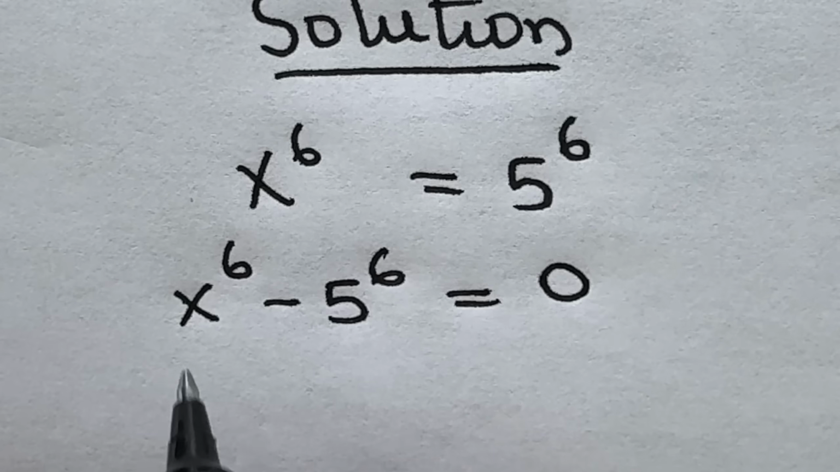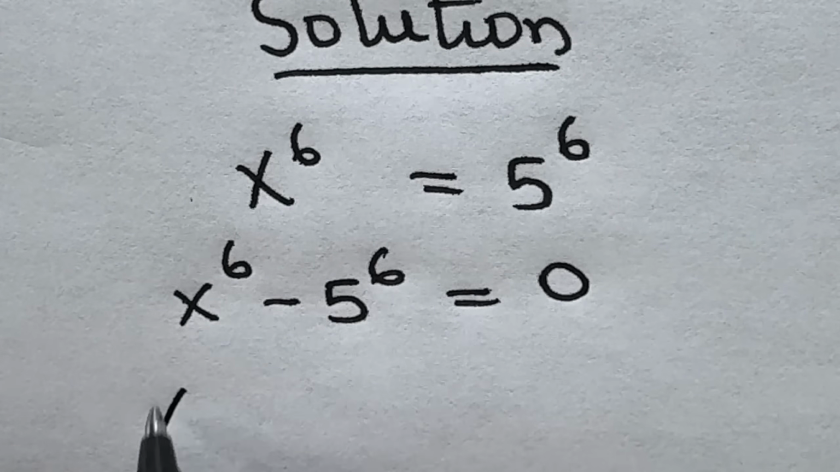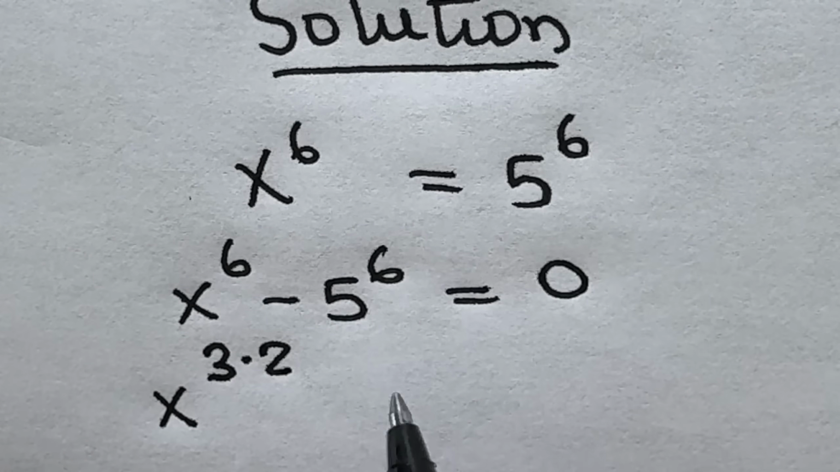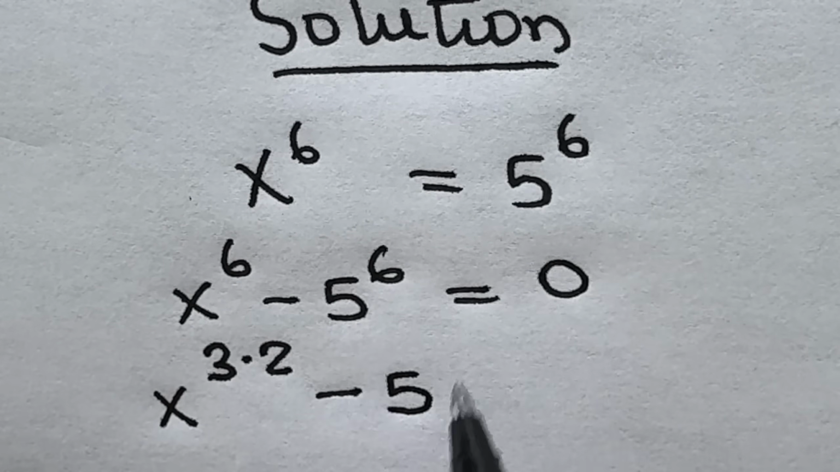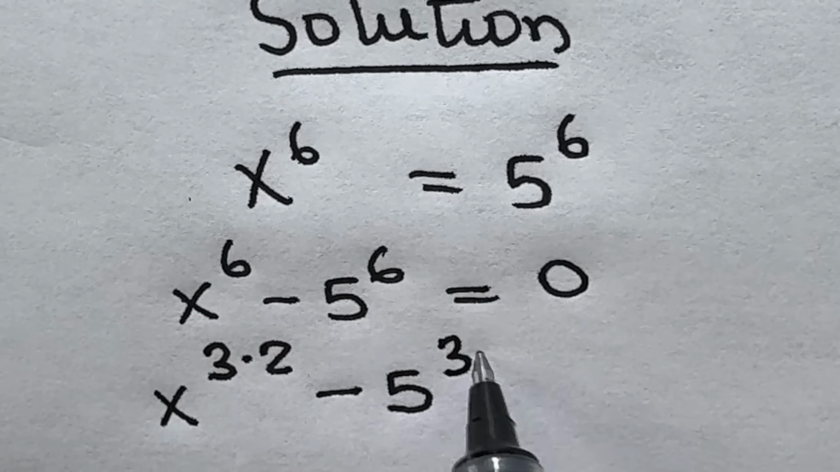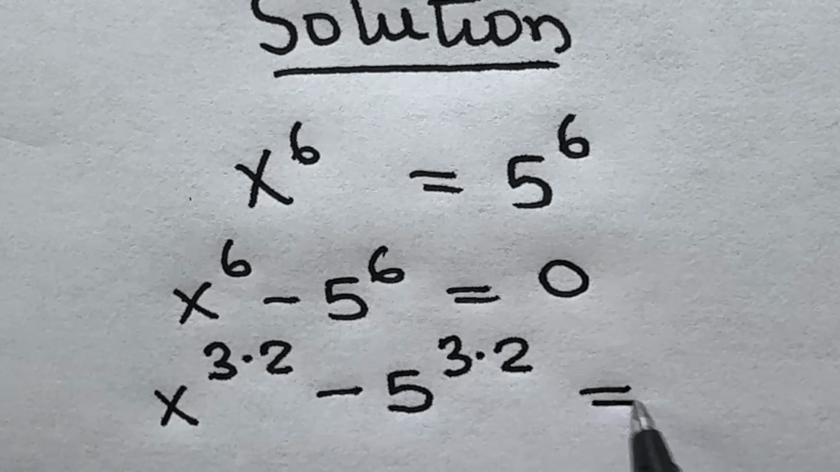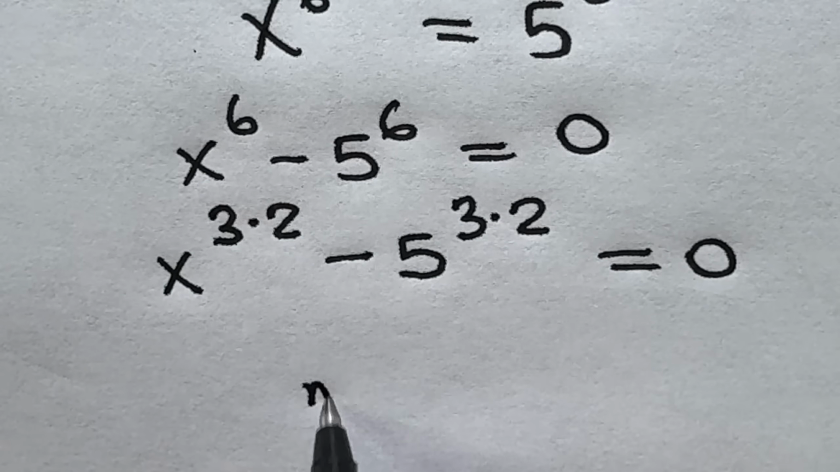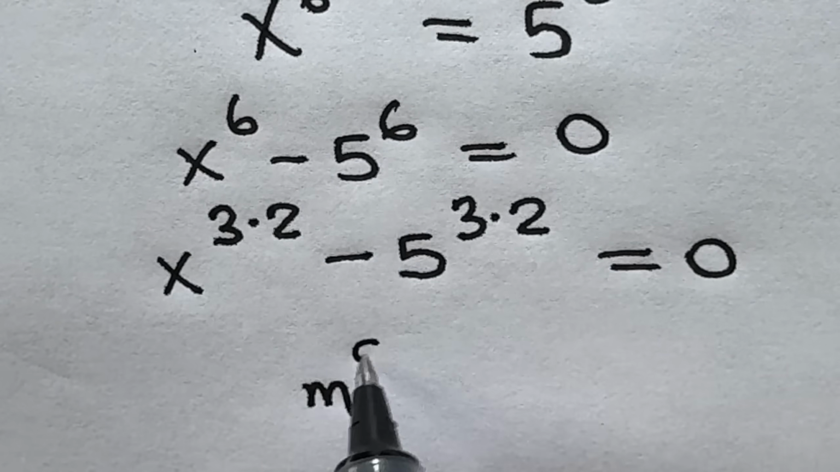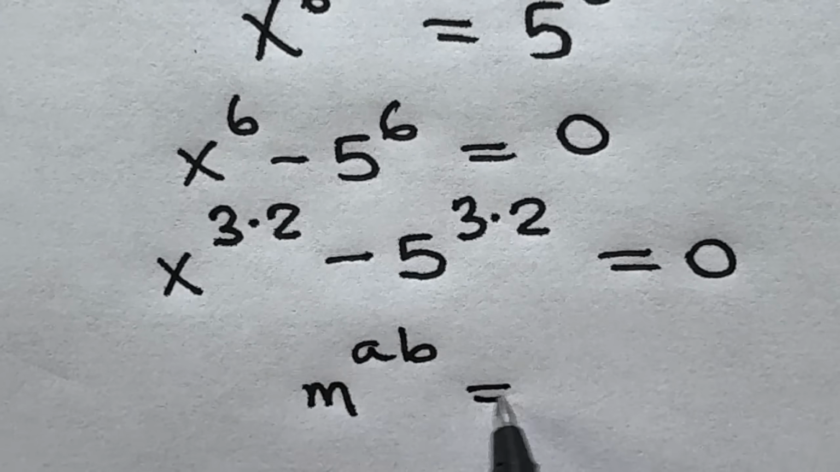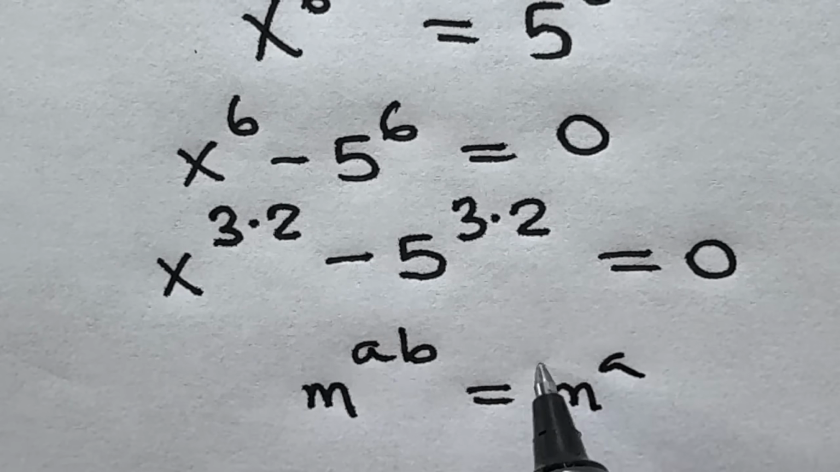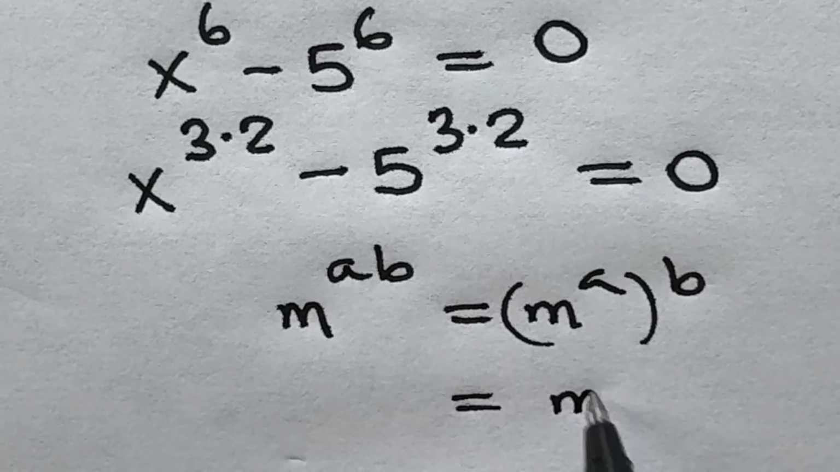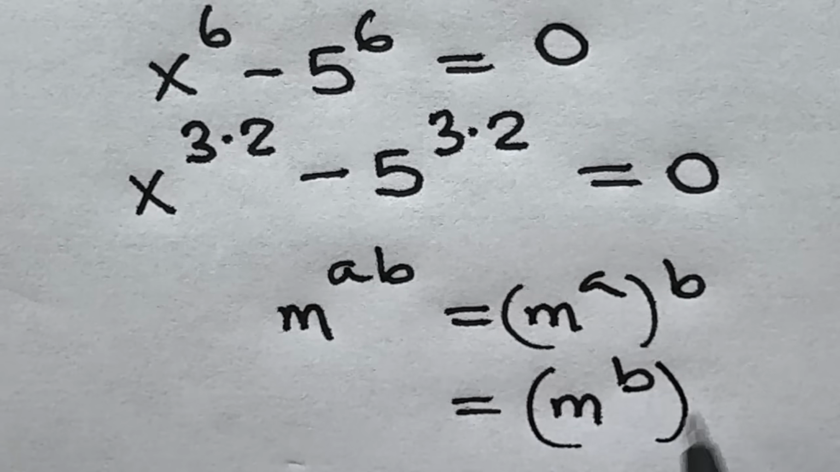Then we see x raised to power 6 can also be written as x raised to power 3 times 2. Also, 5 raised to power 6 can also be written as 5 raised to power 3 times 2, then is equal to 0. By law of indices, m raised to power a times b can be written as m raised to power a raised to power b, and it can also be written as m raised to power b raised to power a.